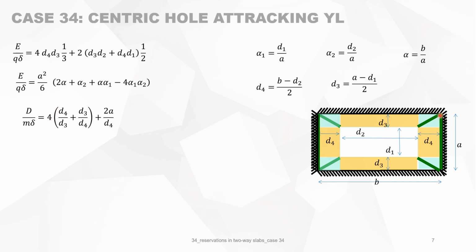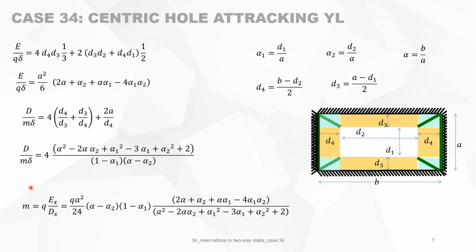What's left are the negative bending moments of the negative yield lines. So it's alpha divided by d4, and we got that 2 times. Substituting the values, we arrive at this expression. And by making D equal to E, we get the maximum bending moment M, and it's given by this expression.